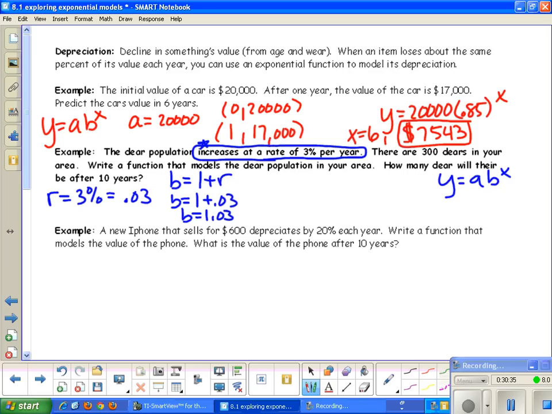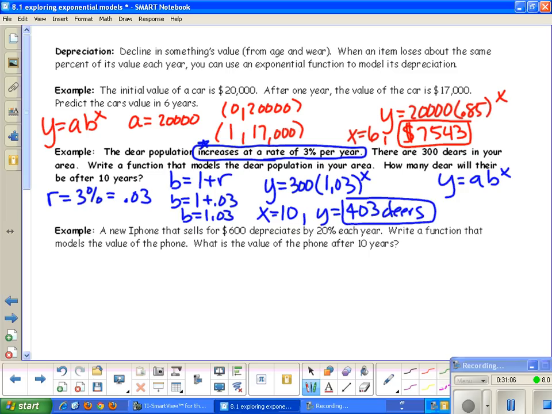It also tells me that there are 300 deer in the area. So that's what I'm going to start off with, my initial value. So my equation is going to be y equals 300 times 1.03 to the x. So that's the equation. And then we want to figure out after 10 years, how many deer are there? So that means when x equals 10, plug this into your calculator, and you would end up with a value of y being equal to 403 deer. Make sure you practice plugging that into your calculator, because a lot of times students get these examples wrong because they can't plug it into the calculator correctly.